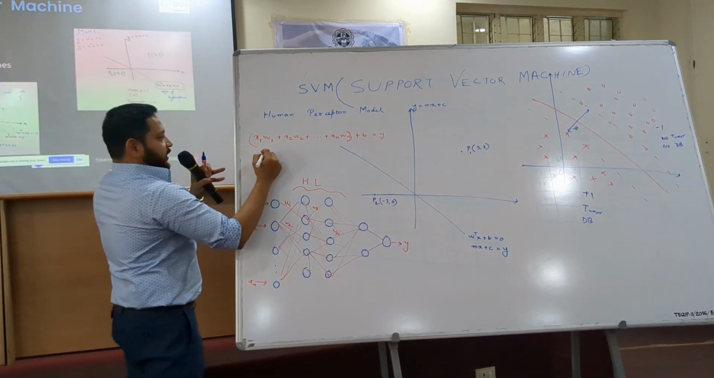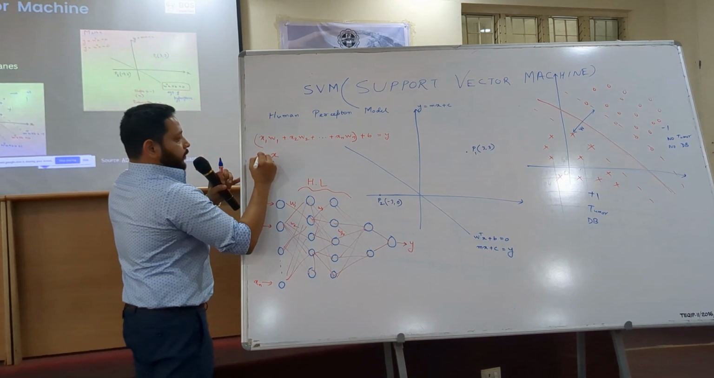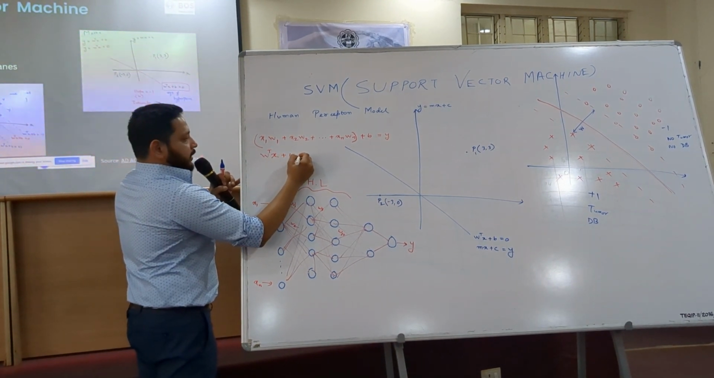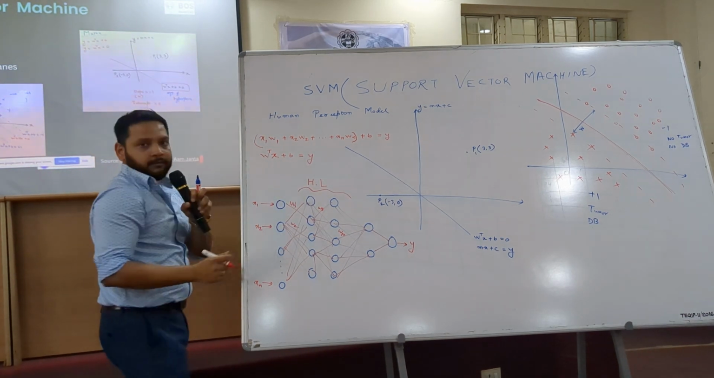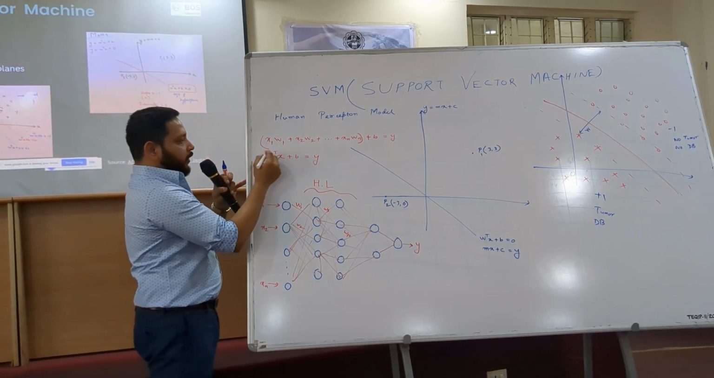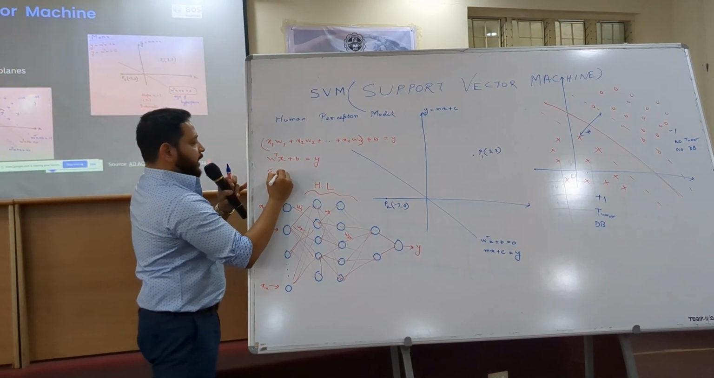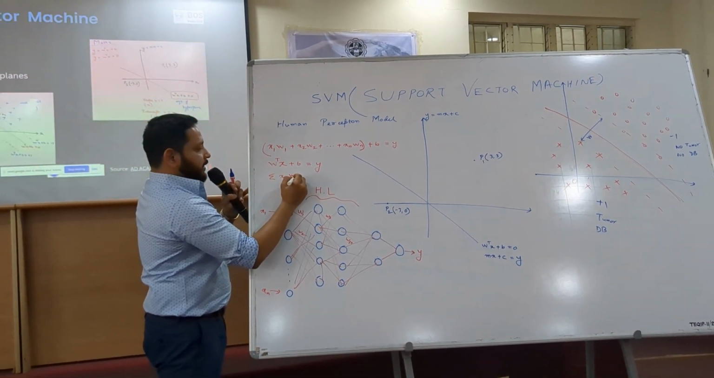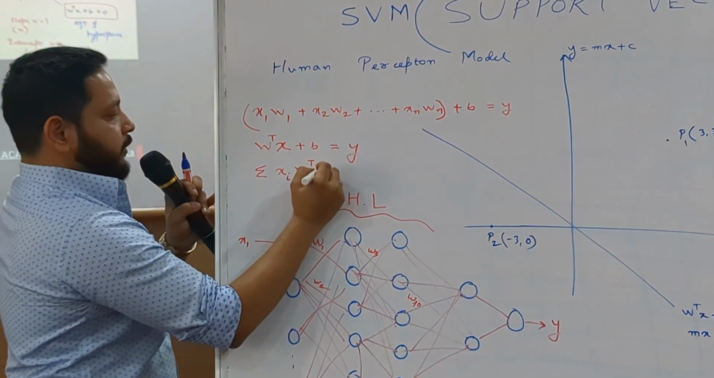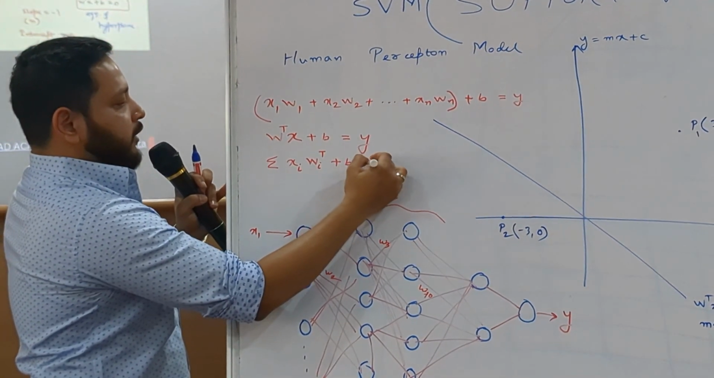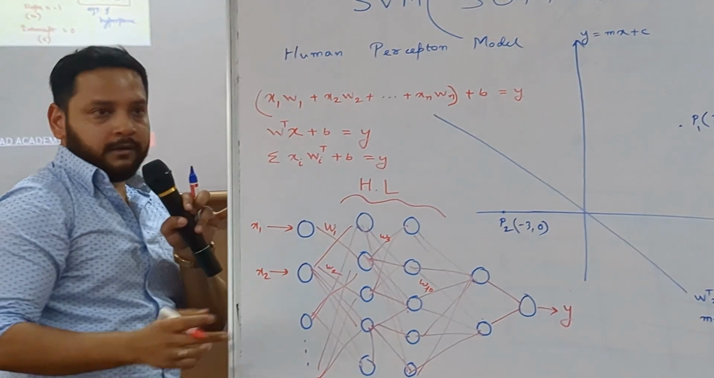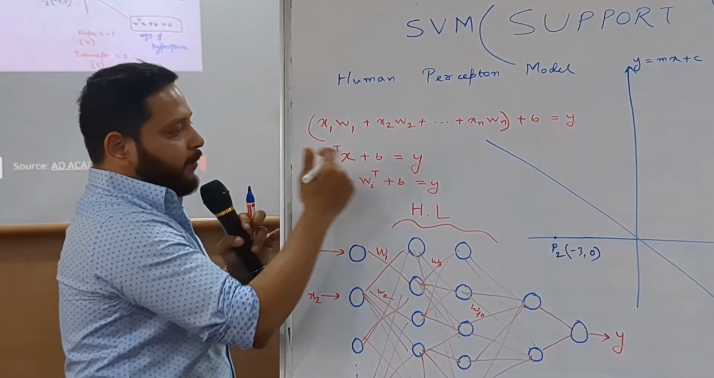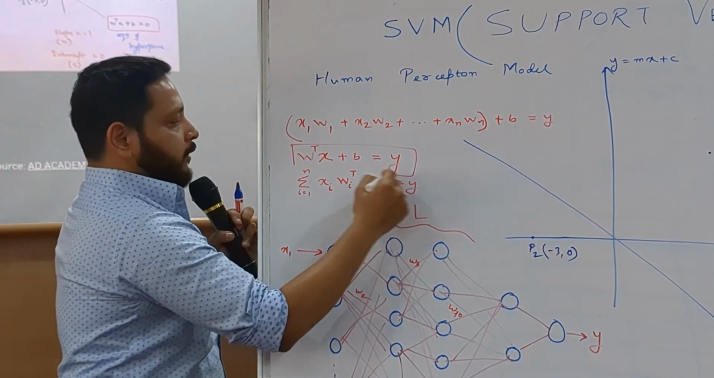We can represent this as W transpose of X plus B equals Y. Same thing, because ultimately it means the summation of Xi multiplied by Wi, plus B, equals Y, where this summation has i running from 1 to n. For simplicity, I am taking this form.